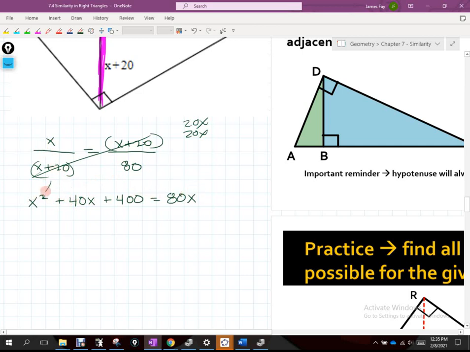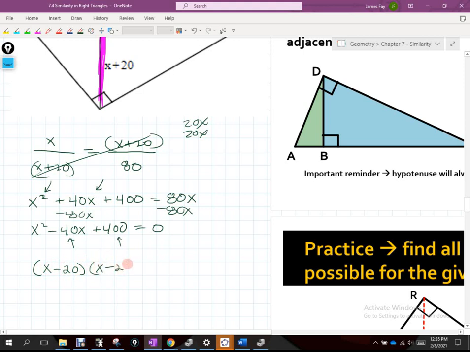So now that I have an x squared and I have x to the first, we need to factor this. We need to get everything equal to 0. So I'm going to subtract 80x from both sides. I get x squared minus 40x plus 400 is equal to 0. What two numbers will multiply together to give me 400, but add up to give me negative 40? Negative 20, negative 20.